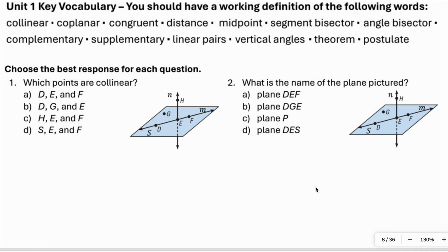Let's go ahead and start with number 1. Which of the following is collinear? So that would be all points on the same line. And the only option for that is letter A. D, E, and F are all on the same line.